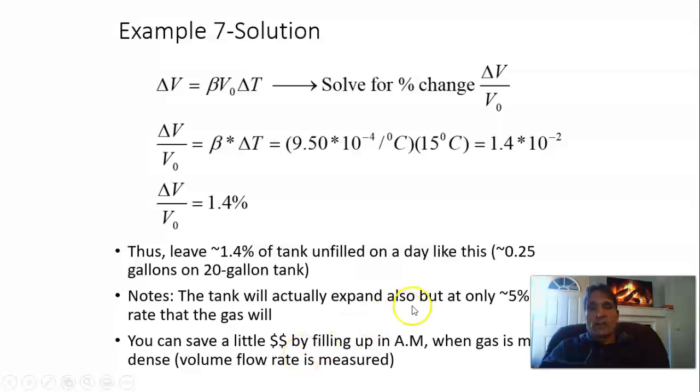Your knowledge of physics just saved you about 60 cents on your next tank fill in the morning. About 1/4 of a gallon on a 20-gallon tank at about $2.40 a gallon will save you 60 cents. So anyway, that's just a simple example of applying volume expansion to gasoline.